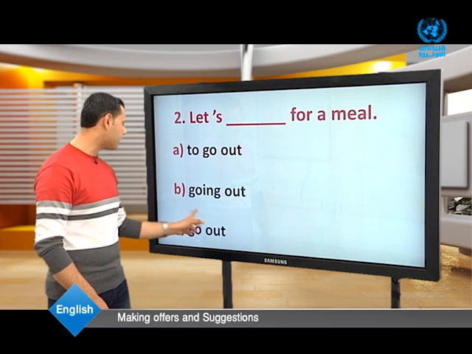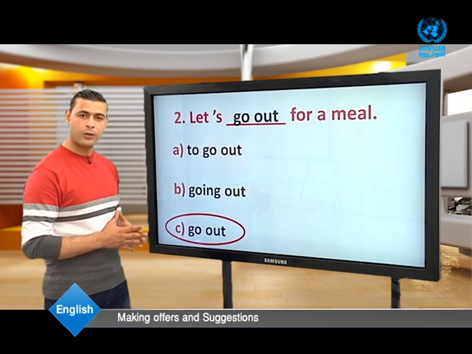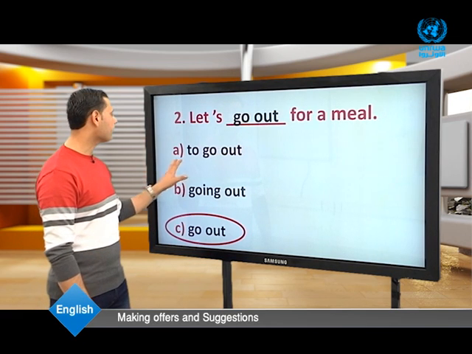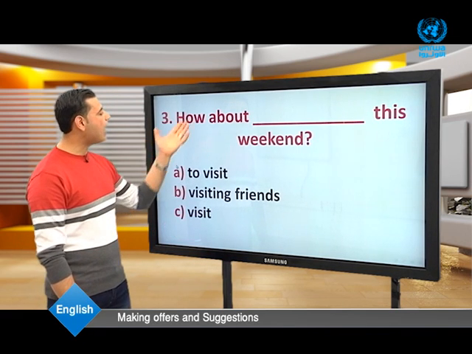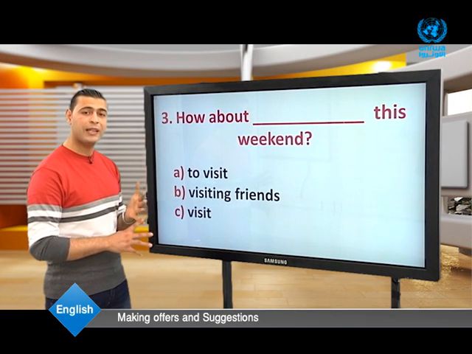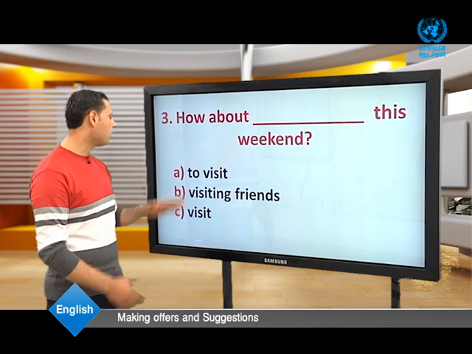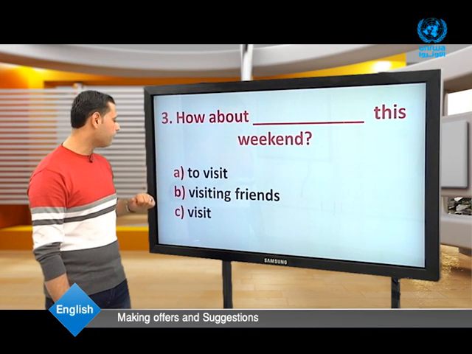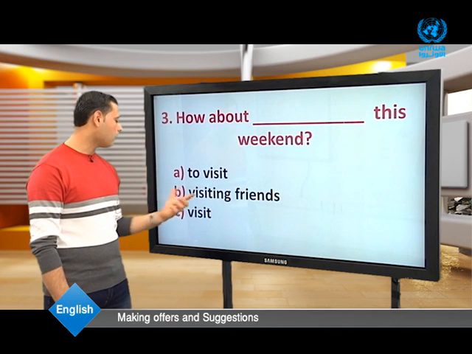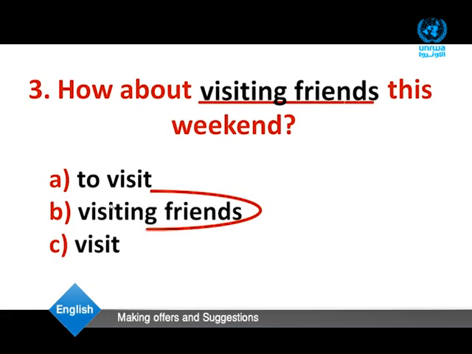So the correct answer is: Let's go out for a meal. Number 3, how about this weekend? What comes after how about and what about? Of course, the gerund form. So here, how about visiting friends this weekend?